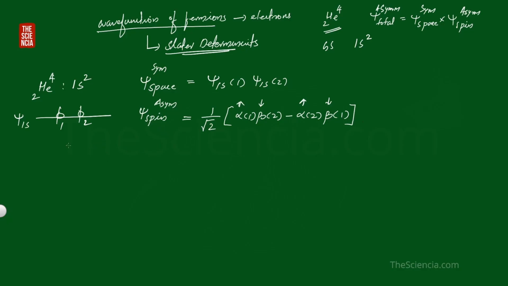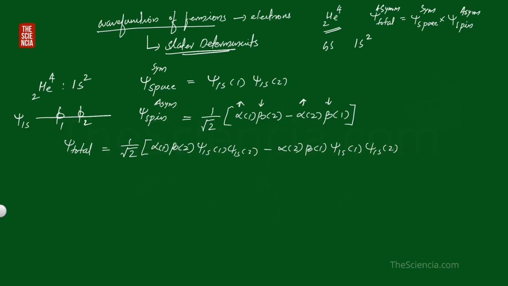So we can write the total wave function, that is equal to psi space into psi spin, that is 1 by root 2, alpha of 1 beta of 2 into psi 1s of 1 psi 1s of 2, minus alpha of 2 beta of 1 psi 1s of 1 psi 1s of 2. So this is the total wave function, right?